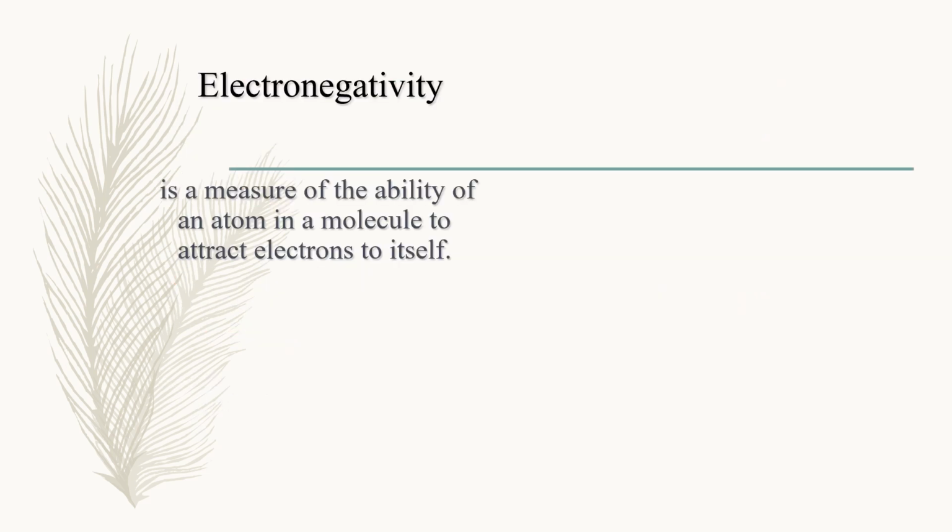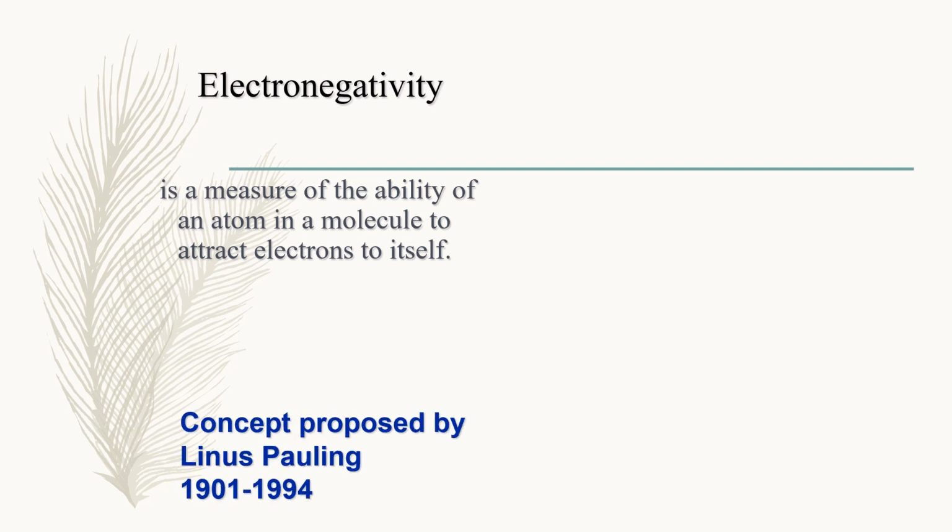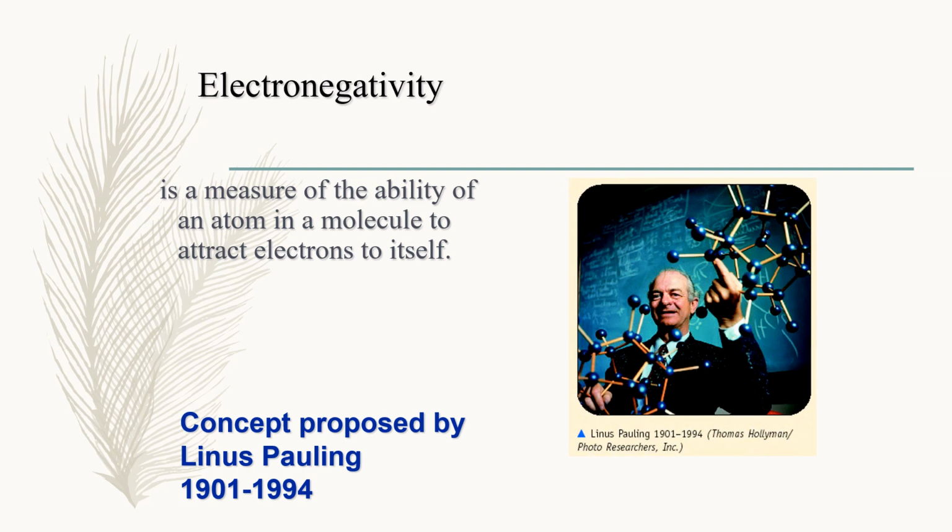All right, so the last trend that we're going to look at is electronegativity. Electronegativity is the measure of the ability of an atom in a molecule to attract an electron to itself. It was a concept proposed by Linus Pauling, and it basically is like a tug of war between the two atoms that are sharing an electron. Which one has that stronger force of attraction to take those shared electrons in?